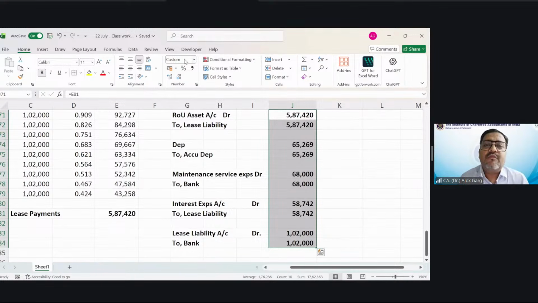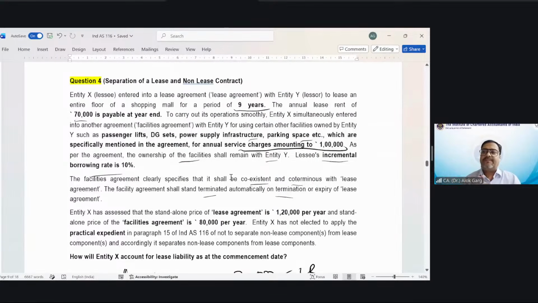Now, sir, we understood that in case of lease and non-lease component, it has to be split in the ratio of their fair value. Sir, in the question it is talking about some practical expedient. Sir, what is this practical expedient? Friends, there is an exemption given in Ind AS 116 which says that if you don't want to split lease and non-lease component, don't. And consider the entire amount as a lease component and account for it under Ind AS 116, right? So the standard has given you a choice.